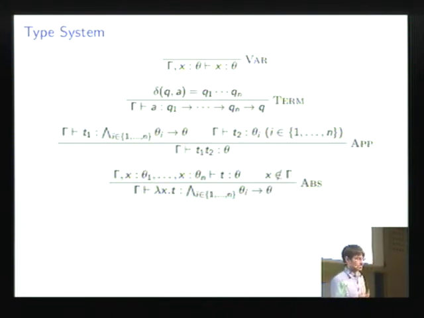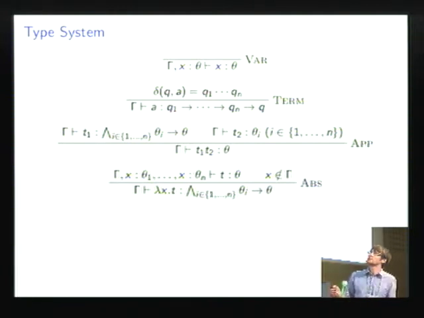Here are the intersection type rules. This is the original type system of Kobayashi. Just these 4 rules are sufficient for plain higher order recursion schemes. The var rule is fairly standard, although do note that we may have multiple bindings for variables in our context. The term rule is where the automaton allows us to assign types.